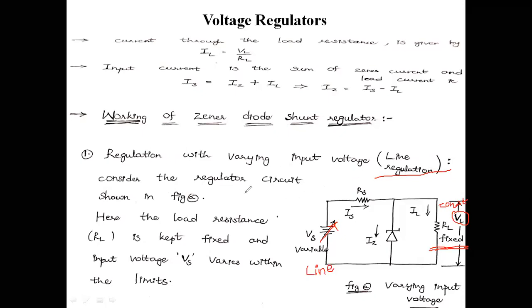Consider the regulator circuit, the same circuit, and we are explaining with it. Consider the regulator circuit shown in figure A, that is varying input voltage. Here the load resistance RL is kept fixed and the input voltage Vs varies within the limits. The input voltage is varied with respect to the range, and within that range we are going to operate the input voltage.